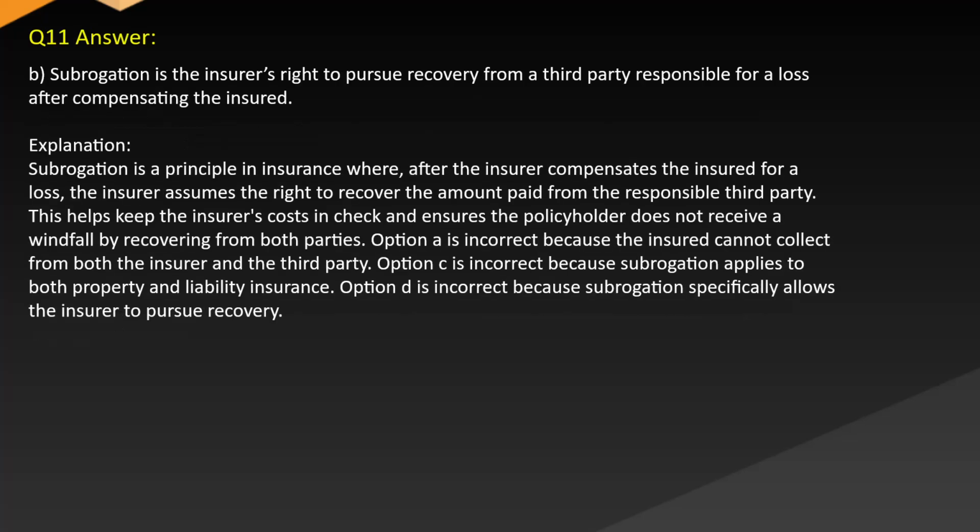Answer: B. Subrogation is the insurer's right to pursue recovery from a third party responsible for the loss after compensating the insured. Explanation: subrogation is a principle in insurance where, after the insurer compensates the insured for a loss, the insurer assumes the right to recover the amount paid from the responsible third party. This helps keep the insurer's costs in check and ensures the policyholder does not receive a windfall by recovering from both parties. Option A is incorrect because the insured cannot collect from both the insurer and the third party. Option C is incorrect because subrogation applies to both property and liability insurance. Option D is incorrect because subrogation specifically allows the insurer to pursue recovery.